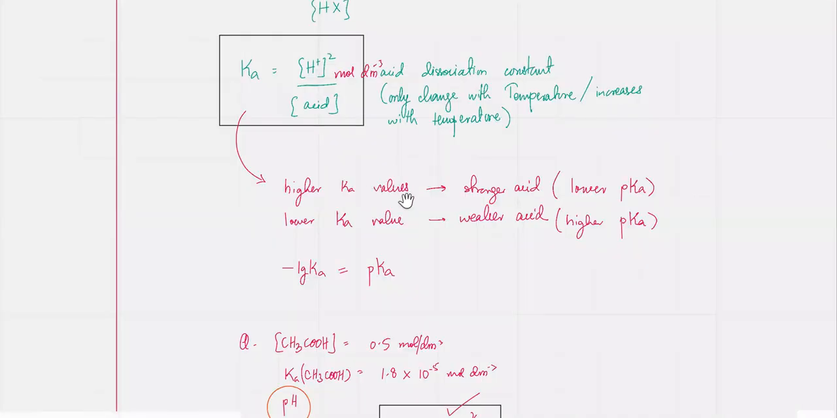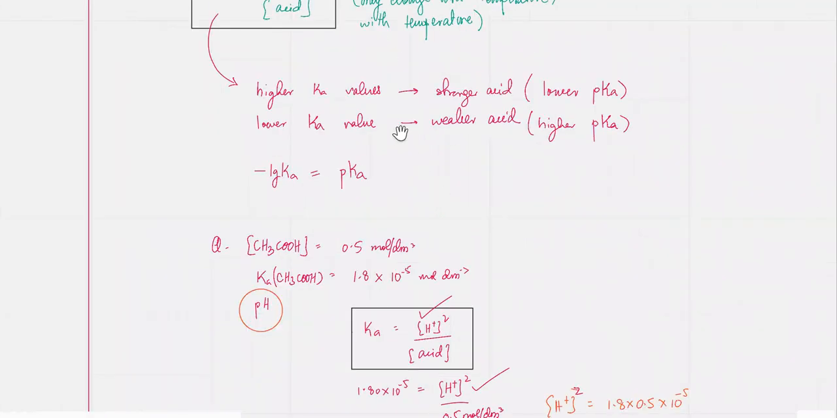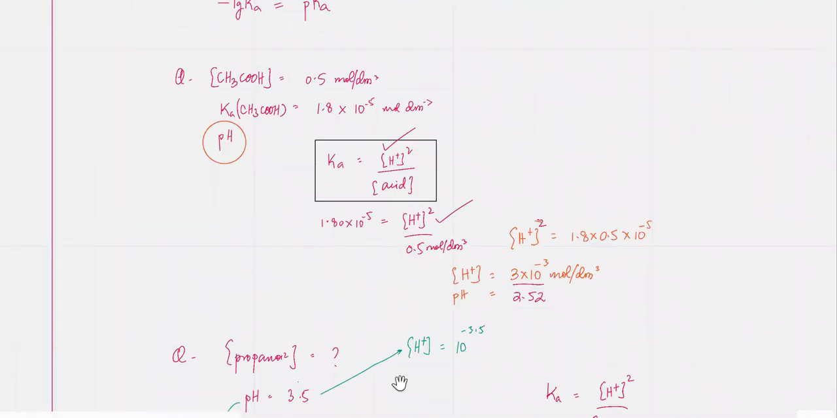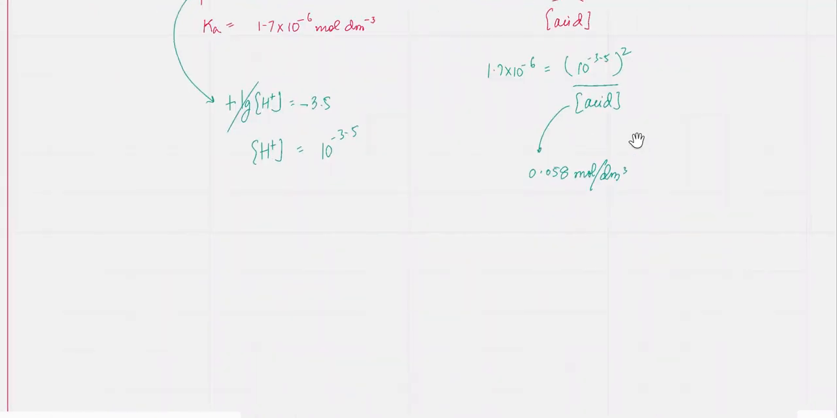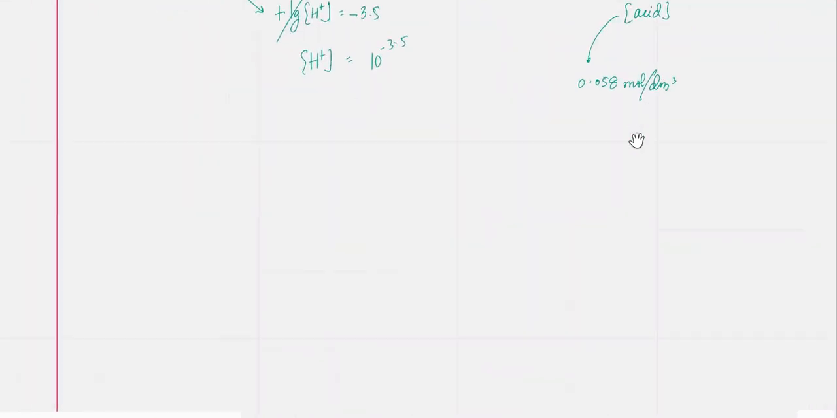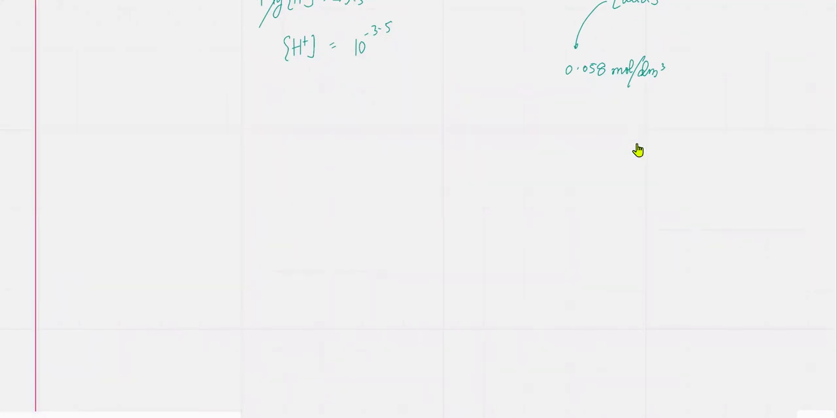And we talked about higher Ka value meaning that it's a strong acid, weaker Ka value meaning that it's a weak acid. And we also talked about pKa, that a lot of times K is not written, it's pKa that's given. Now we did do some questions, and just to revise, we're going to do another question very quickly, and then we'll move on.